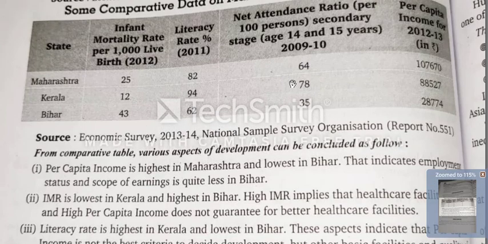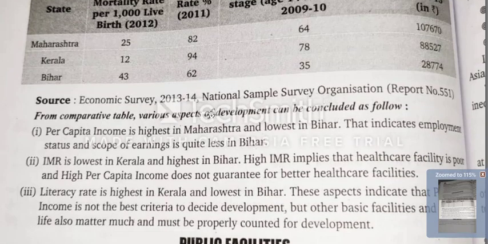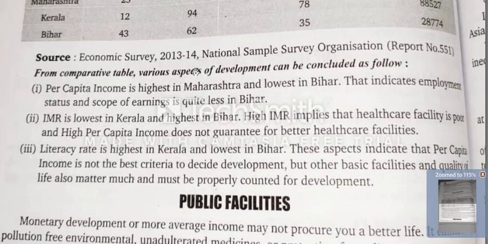Through this, you can find out there are big differences between them, and you can also compare all of them, not only through the income but also through the other attributes. Source: Economic Survey 2013 and 14, National Sample Survey Organization Report. From the comparative table, various aspects of development can be concluded as follows.